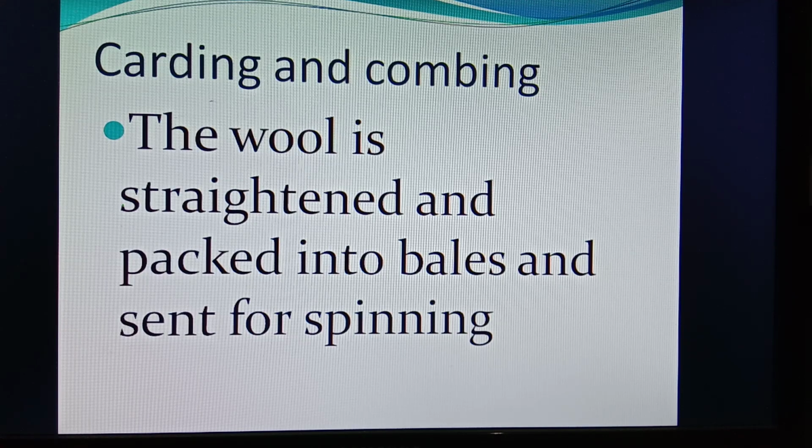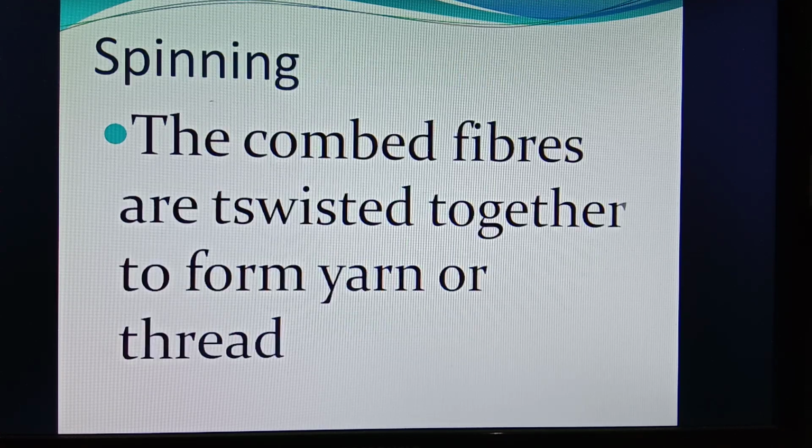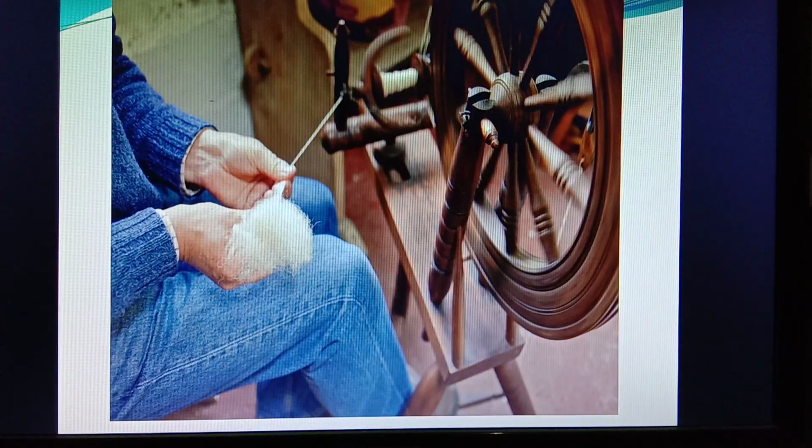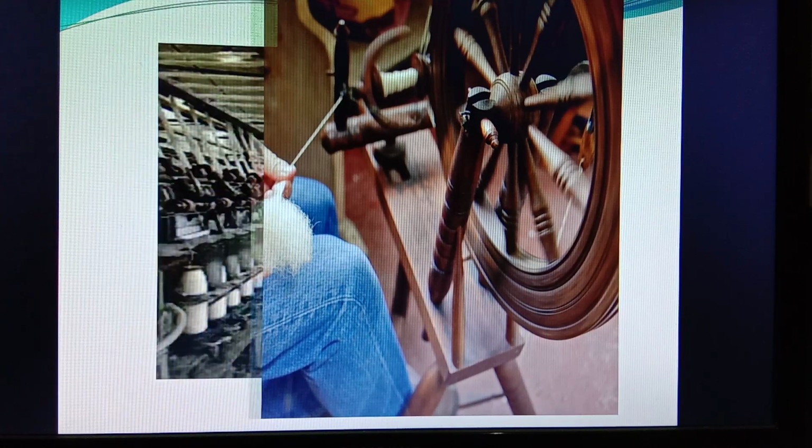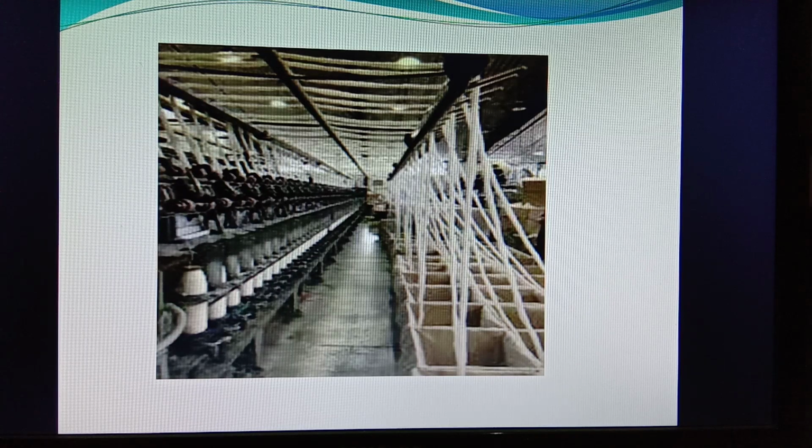In class 6, we learnt about spinning. Fibers are twisted together to make yarn or thread. This yarn or thread is stronger than a single fiber. So spinning means the combed fibers are twisted together to form yarn or thread. Here you can see the process of spinning. This is manual spinning or done by small machines. Here this is done on an industrial scale, on a large scale.